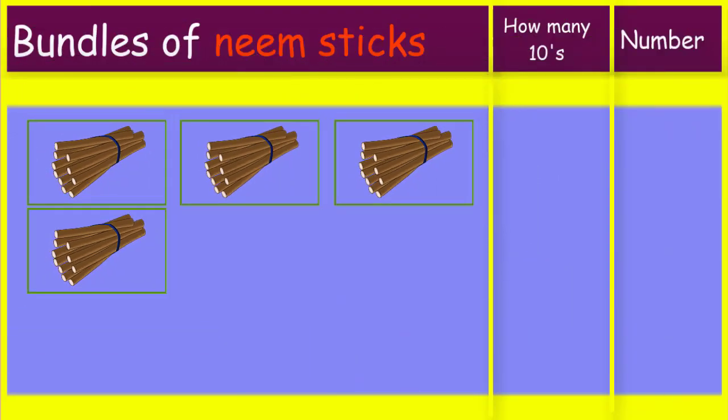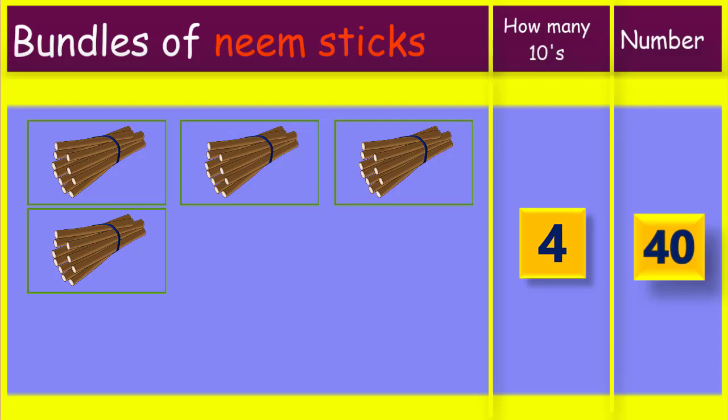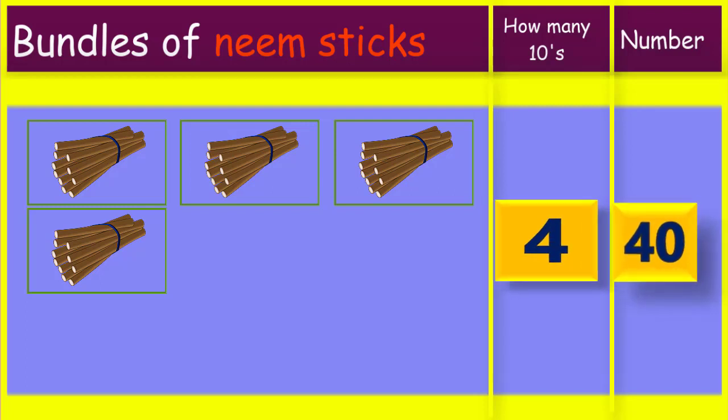Now see here. The number of bundles of name sticks is 4. So the number of name sticks is 40. 4 bundles have 40 name sticks. This is called 4 tens.